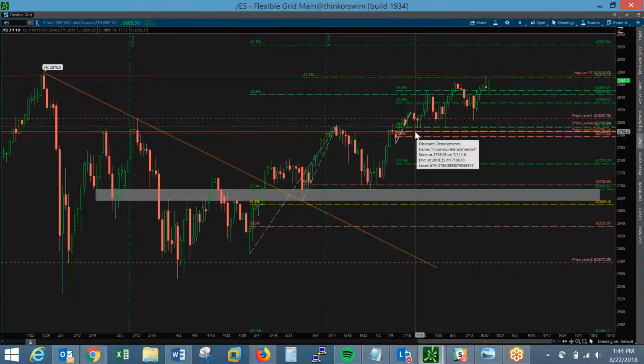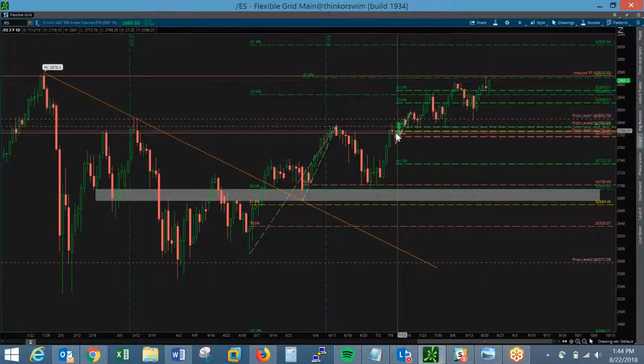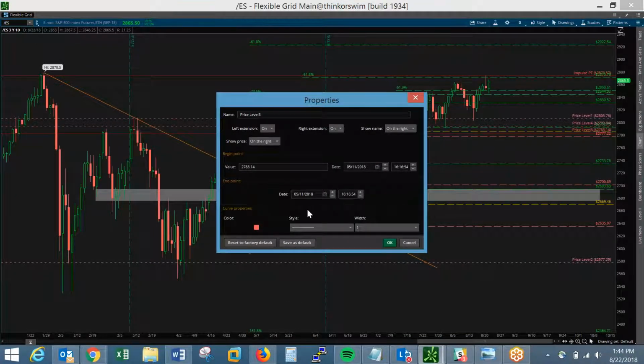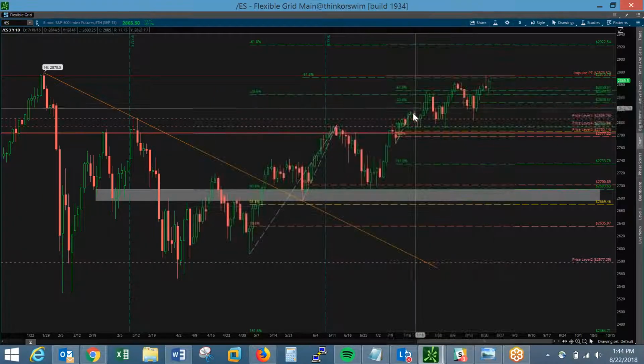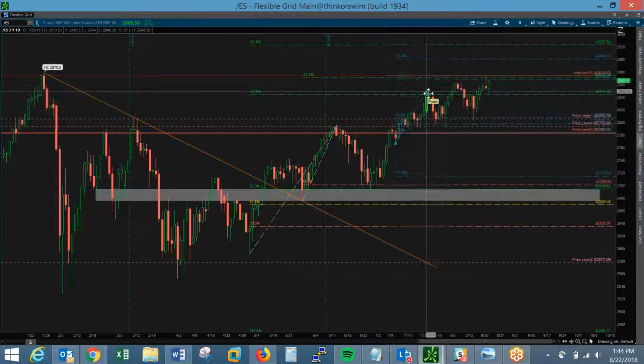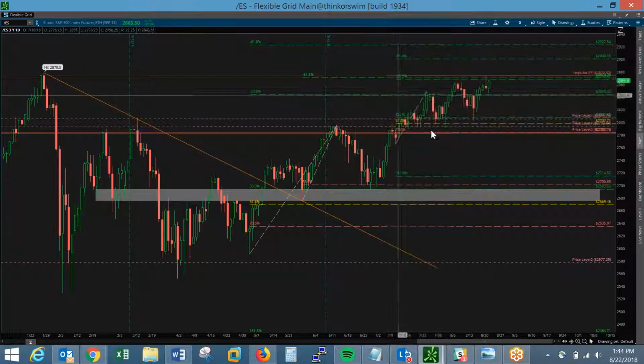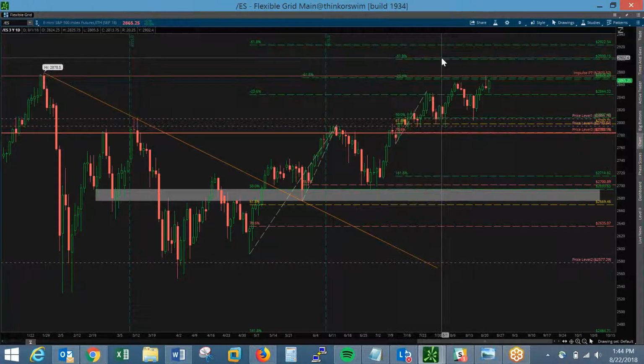So I'm down below the 61.8 right here. I'm down below the 50. I'm down below structure. My stop loss is still right here, and I didn't move that as we approached that negative 23.6. Instead, I moved this, and that gave me profit targets off of great fib structure.